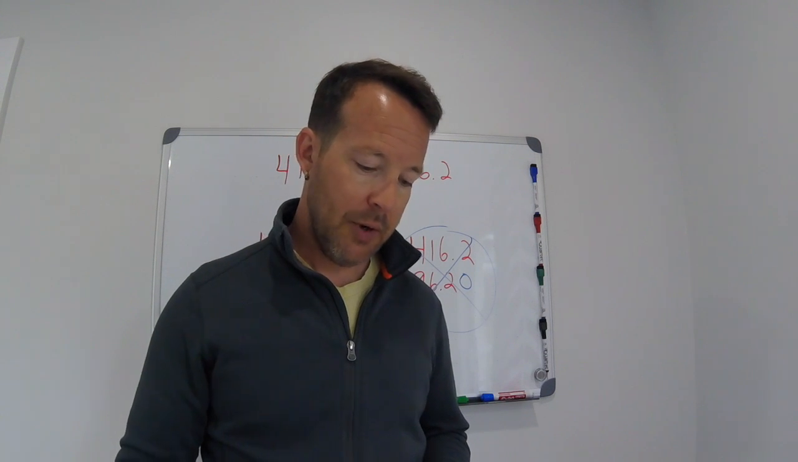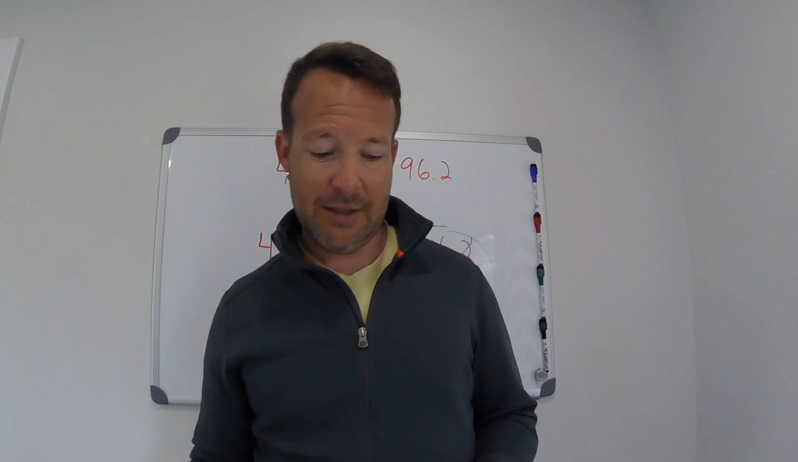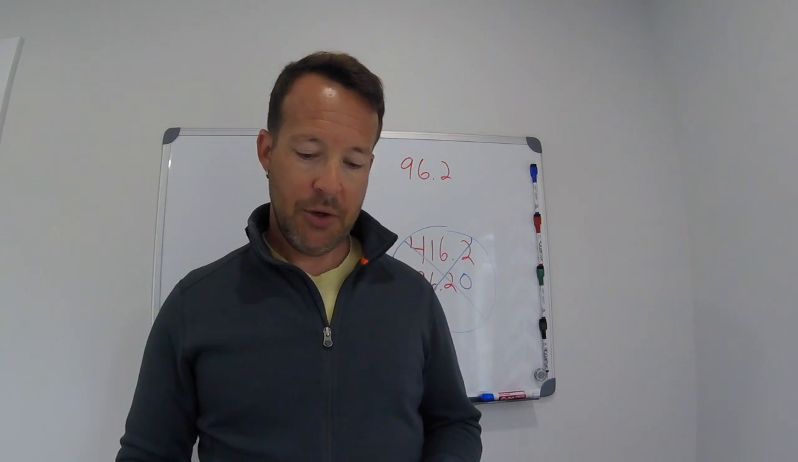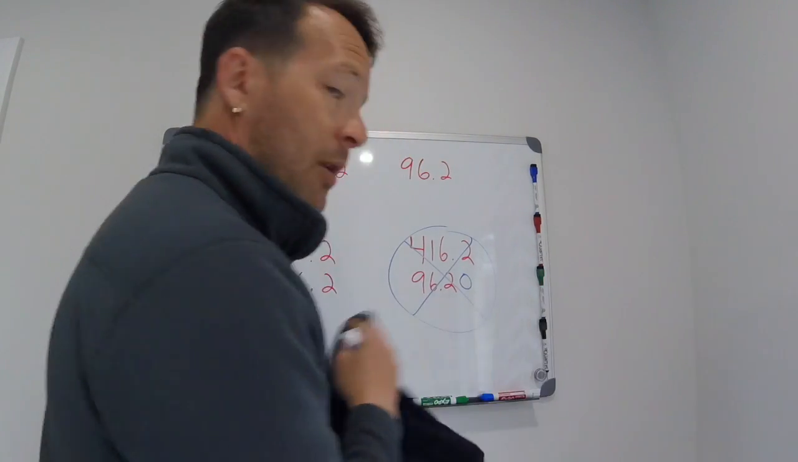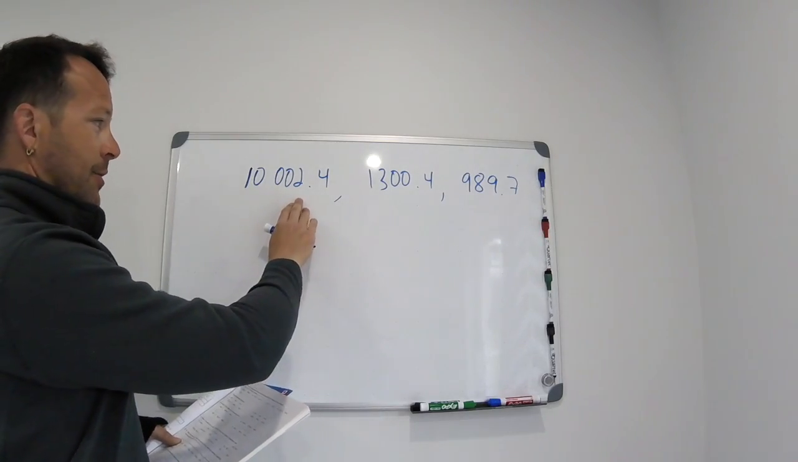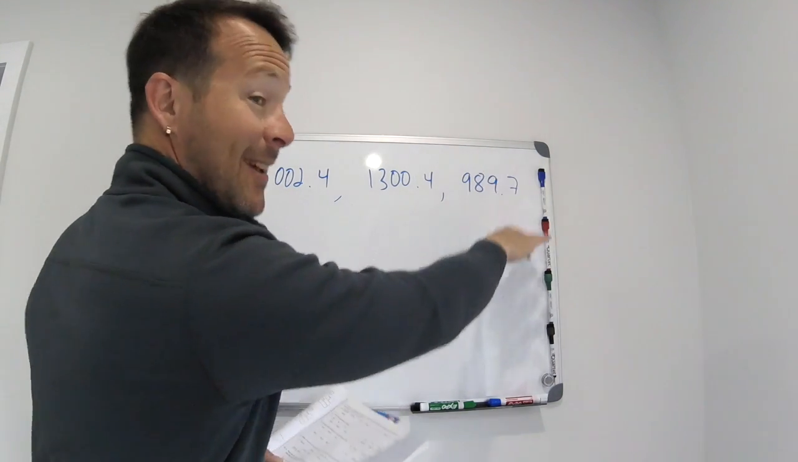Question 10. Arrange the numbers in descending order. Descending means from greatest to least. So I'm pretty sure you can handle that, but let's just do one. Let's do B, just for the sake of doing it. So 10,002.4, 1,300.4, 989, and 7/10.